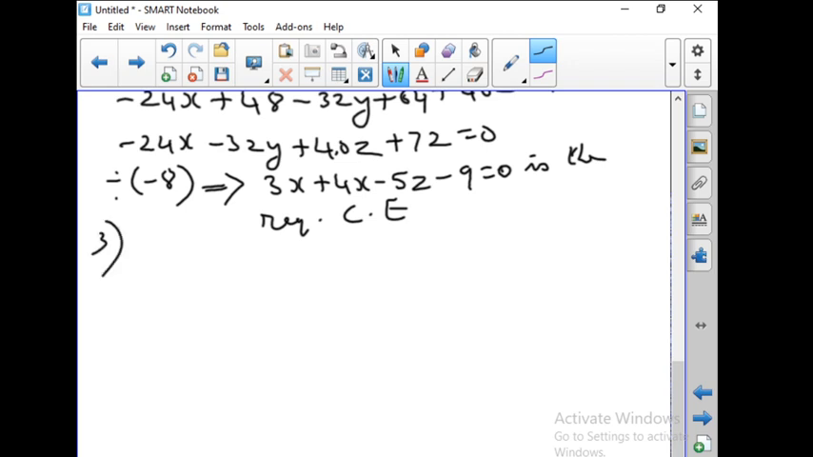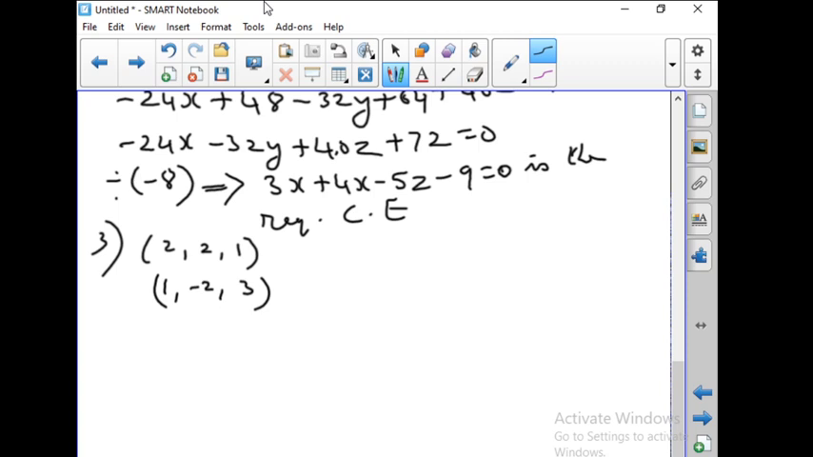Third question. Find the parametric form of the vector equation and the Cartesian equation of the plane passing through the points (2, 2, 1) and (1, -2, 3) and parallel to the straight line passing through the points. So it passes through two points and is parallel to the straight line passing through the points.